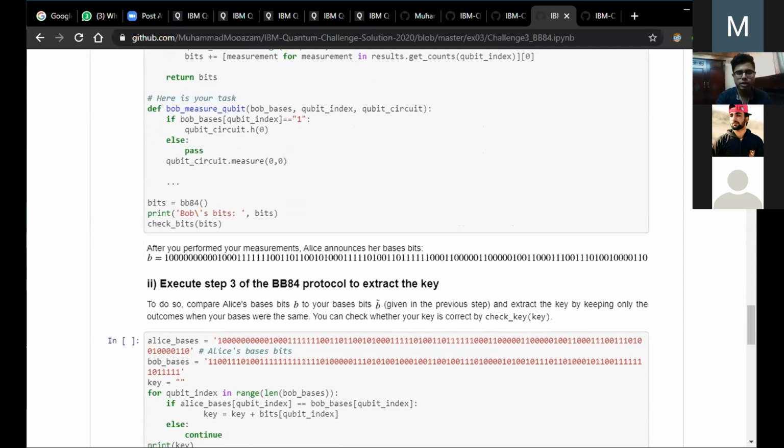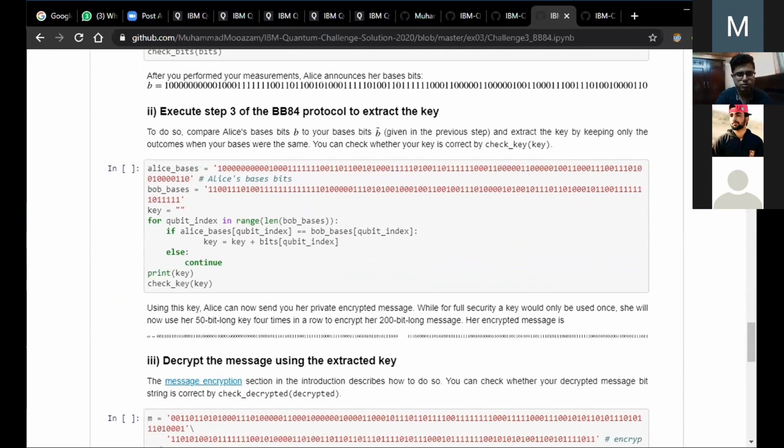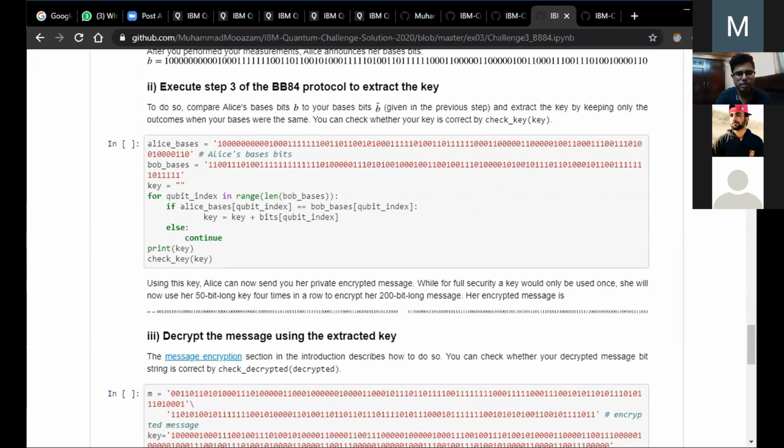Now after finding Bob bits, what are we gonna do? We are gonna check the key, to see whether the key we found is correct or not. How are we gonna check the key? By measuring Bob bases and Alice bits, which I also discussed before in the presentation. How are we gonna do it?